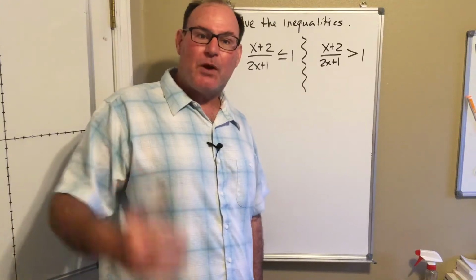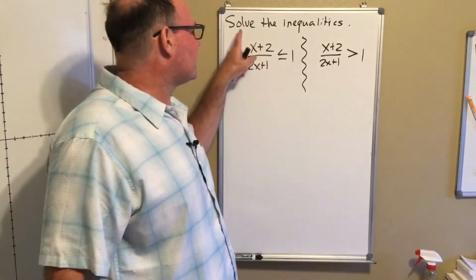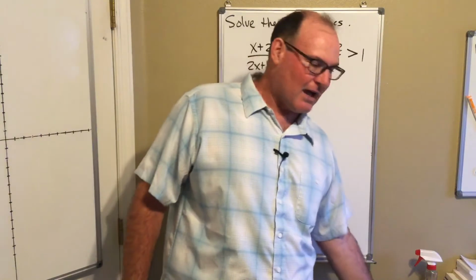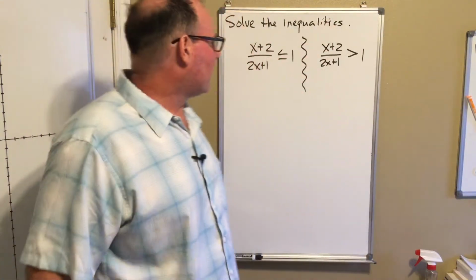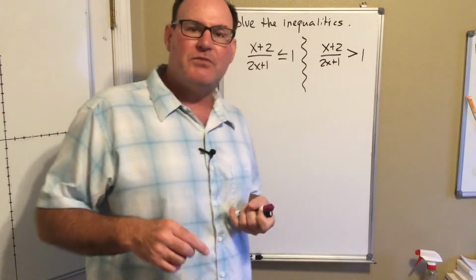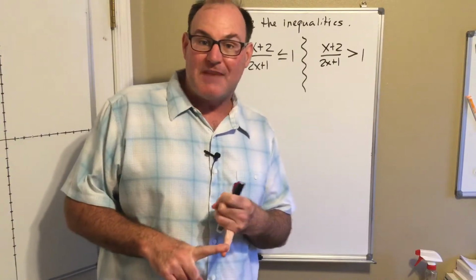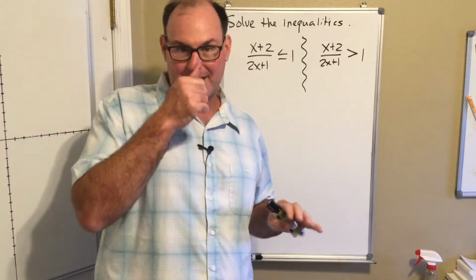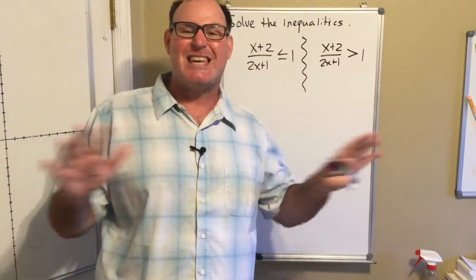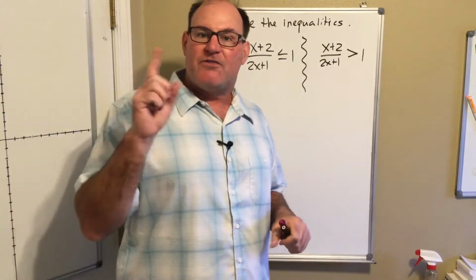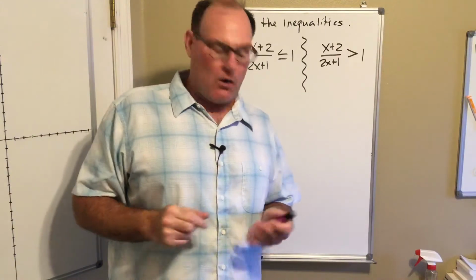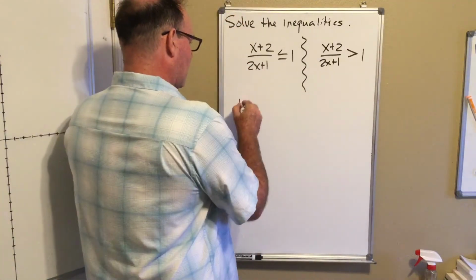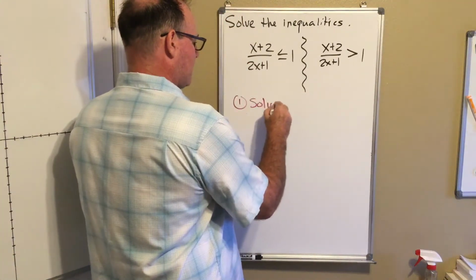All right, so the last problem for section 5.3 is we are going to solve an inequality based on a rational equation. Now, we have solved inequalities when we had absolute values. We solved inequalities when we had quadratics. We've already done this twice. Our process is going to be exactly the same. The first step is to always solve the equation. Okay, so step number 1, solve the equation.